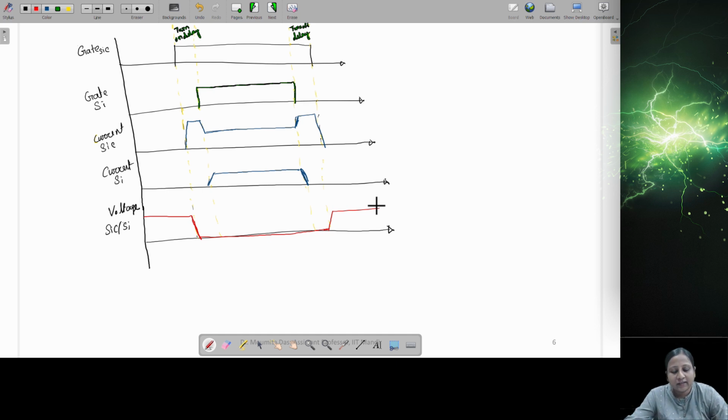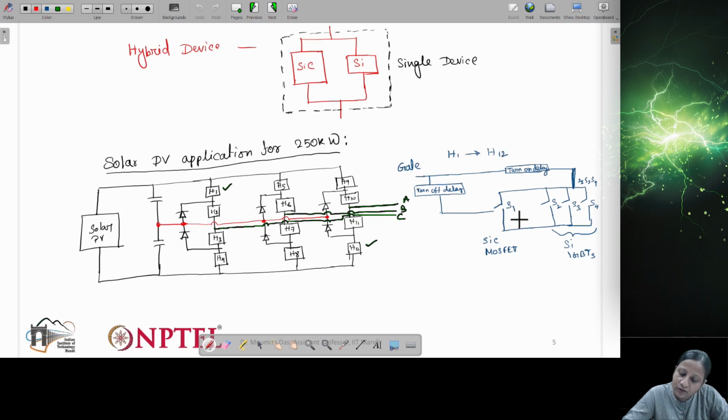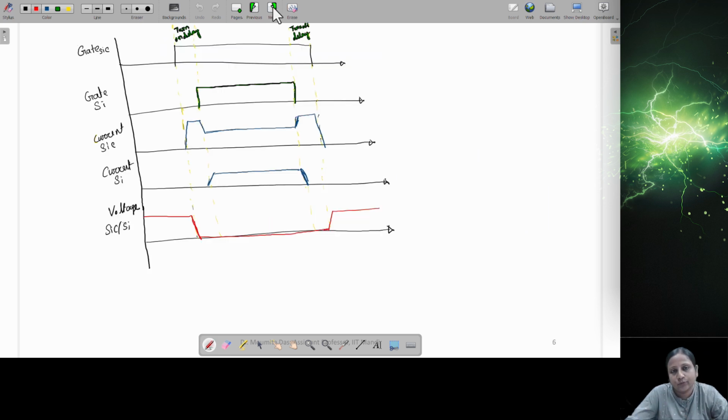Since they are connected in parallel, once one of the devices is conducting, it behaves like a short circuit. So the voltage across this device will be 0. Since all the other devices are connected in parallel, the voltage across those devices will also be 0. As you can see, if this S1 voltage is 0, then the remaining switches, even though they are not conducting during the turn on and turn off delay, their voltage will also be 0. Right. So this is how we are achieving this quasi soft switching part. So this is the benefit of this.